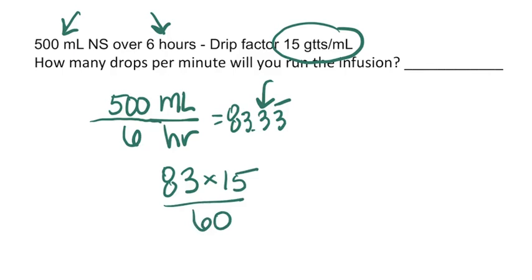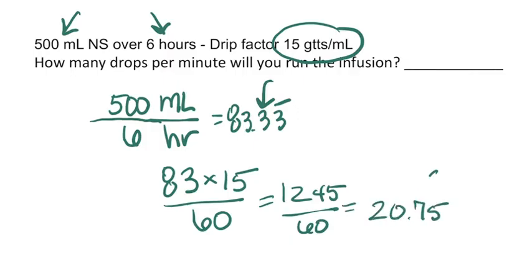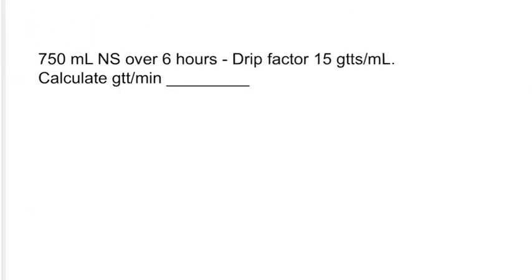So here we go. 83 times 15 equals 1245, and I'm going to divide that by 60. And I get 20.75. Again, I'm going to look at the 7 here, and I'm going to round this up. So I'm going to have 21 drops per minute. Woohoo! So much fun. Okay, let's keep going.